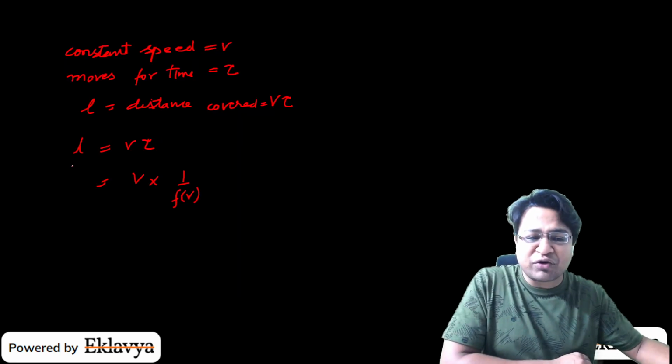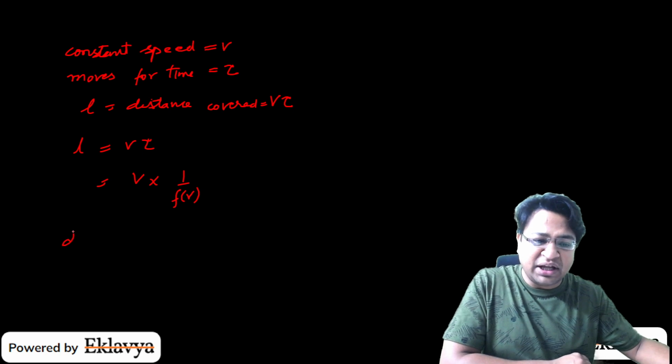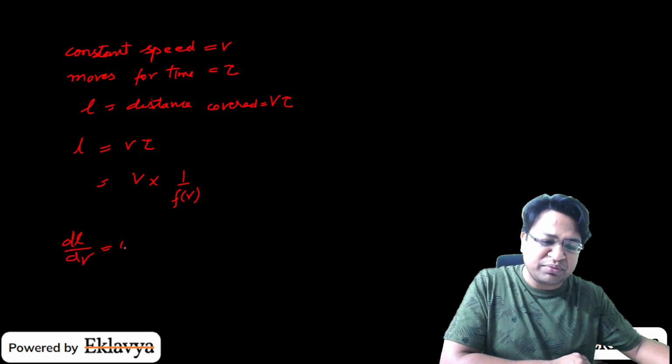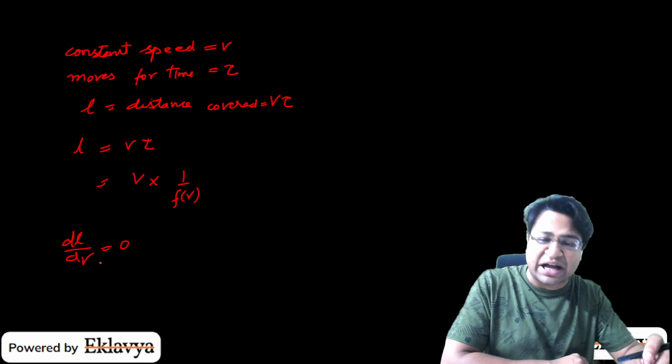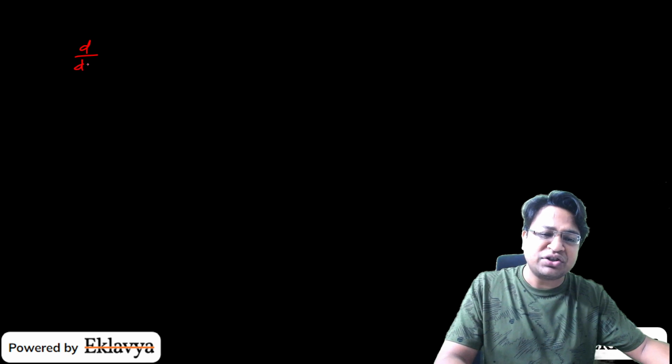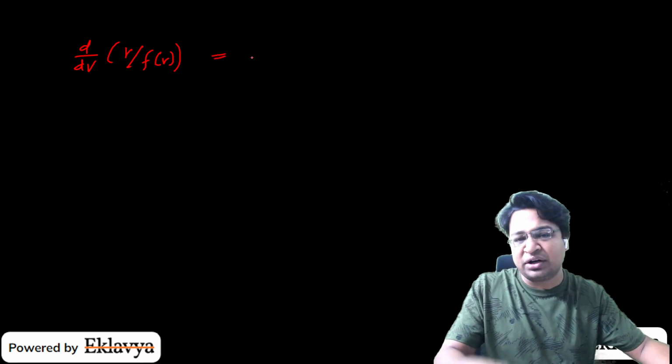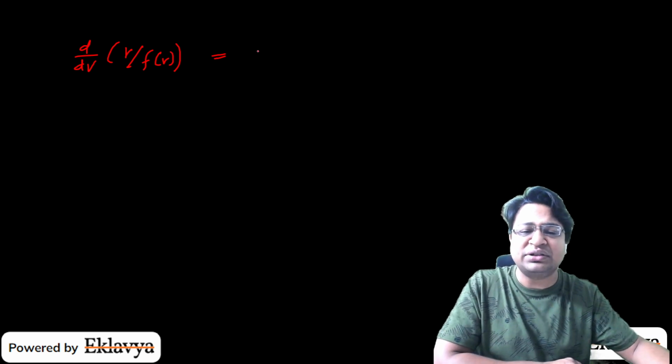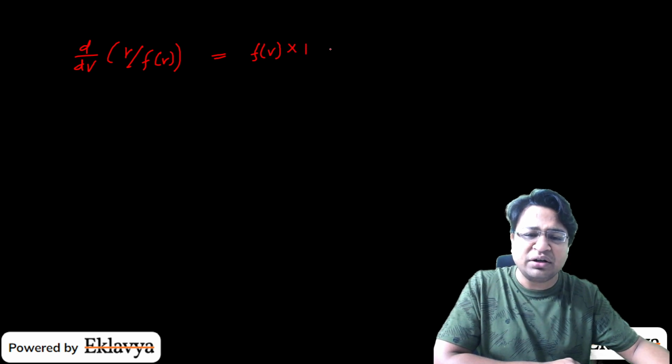If we have to maximize the value of L, then dL by dv should be 0. That means we will choose a speed v such that L is maximum. So we have to differentiate this thing and equate it to 0. So we want to differentiate the quotient v divided by f(v). We will equate it to 0 later on. Let's first evaluate this. So I will write the denominator into the differentiation of the numerator, minus the numerator into the differentiation of the denominator, divided by the square of the denominator.